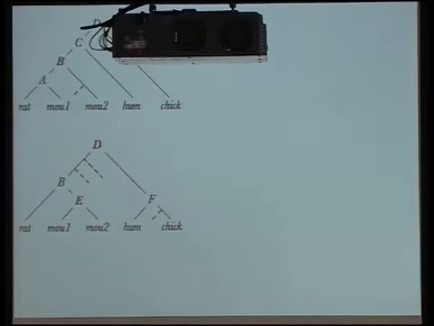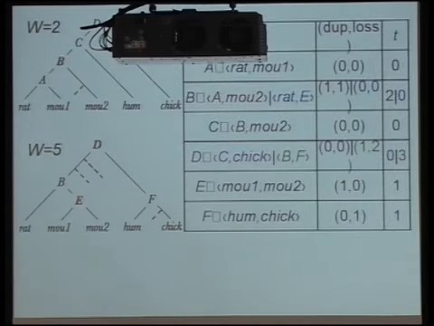From these two trees, we get these rules. For example, this rule means A can be transformed to red and mouse 1. You see here, A, red, mouse 1. And B can be transformed to A, mouse 2, or red and E. The B appears twice in both trees because the leaves descended from these nodes are the same. You see this B, and the same happened to the root node D.